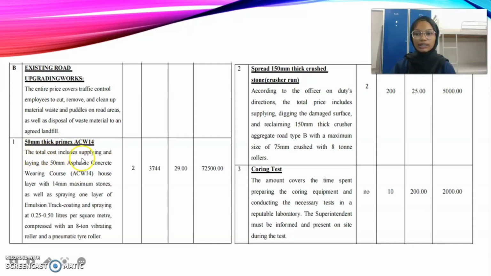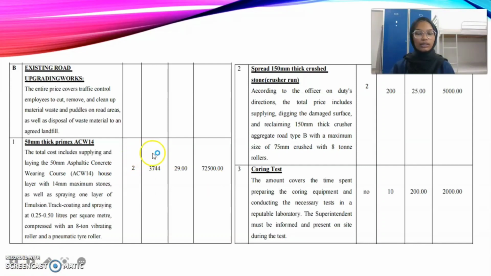The total cost includes supplying and laying the 50mm asphaltic concrete wearing course ACW14 with 14mm maximum stone, as well as spraying one layer of emulsion tack coating and spraying at 0.25 until 0.50 liters per square meter. Compressed with an 8-tonne vibrating roller and a pneumatic tire roller.